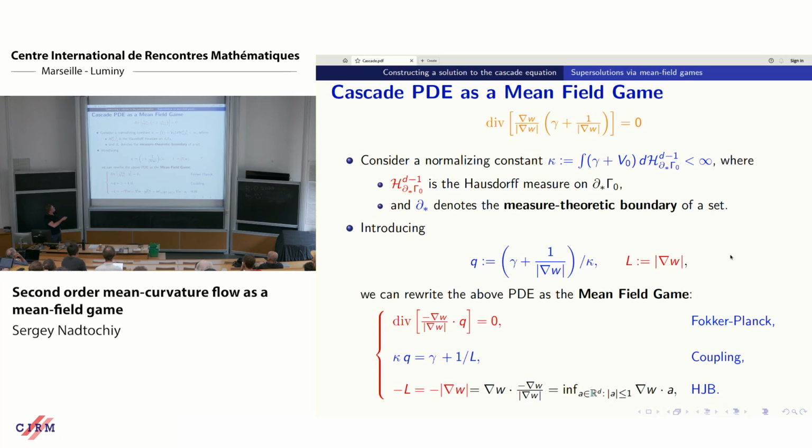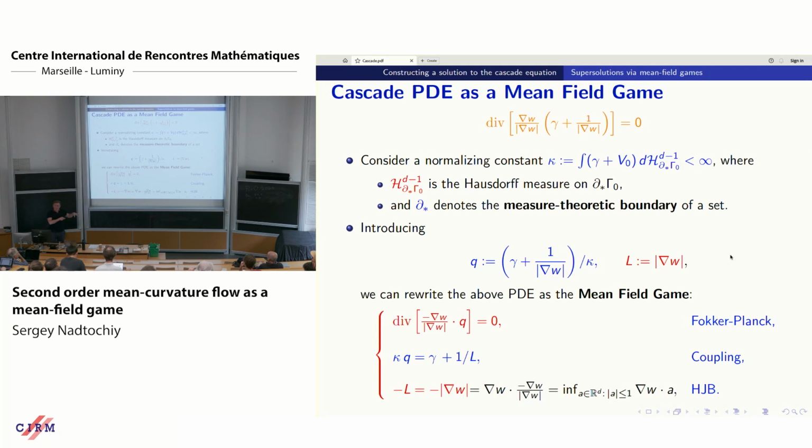This is our equation we're trying to solve. I'm back to 0 right-hand side because this is heuristic. Here I also introduced a normalizing constant. This constant is just meant to turn positive measures into probability measures. But it also introduces new notation, which is the Hausdorff measure and this measure theoretic boundary.